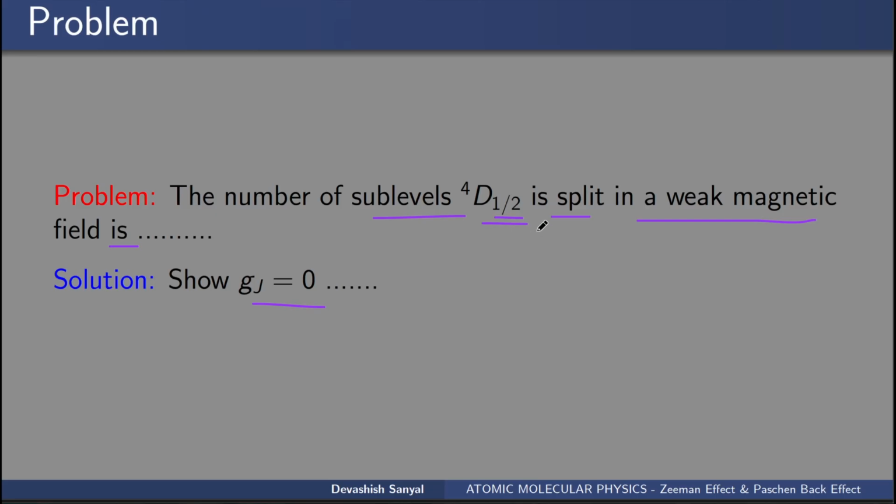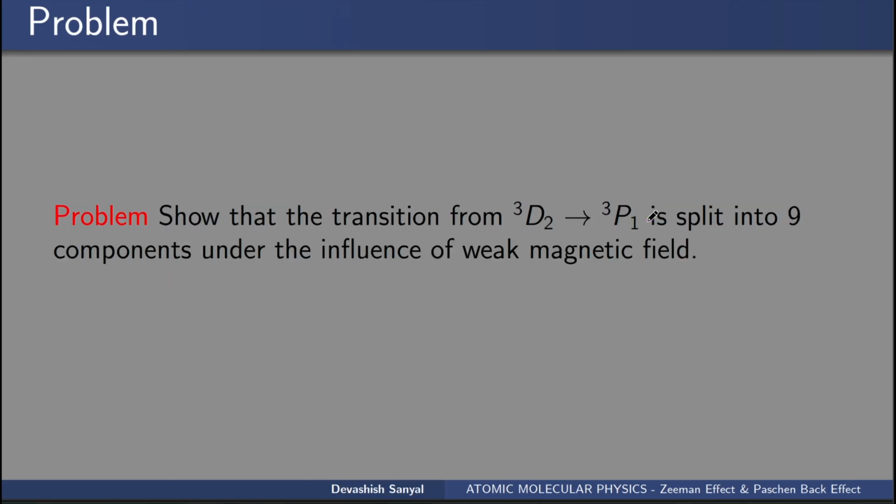So the number of sublevels it is split into in a weak magnetic field is basically none, there is no splitting. Only the original line will be present and there will be no further splitting. This you can do on your own.